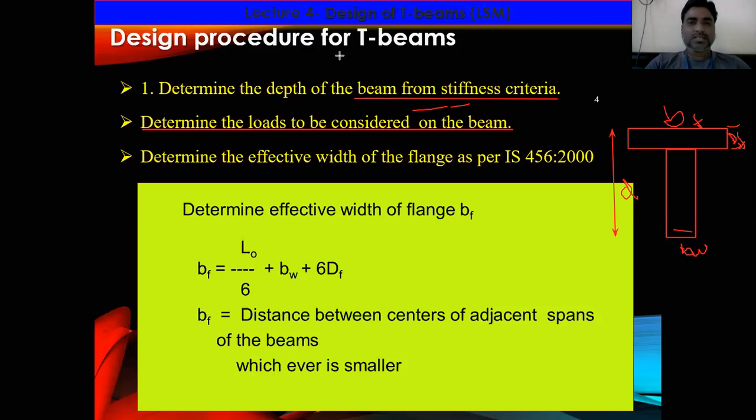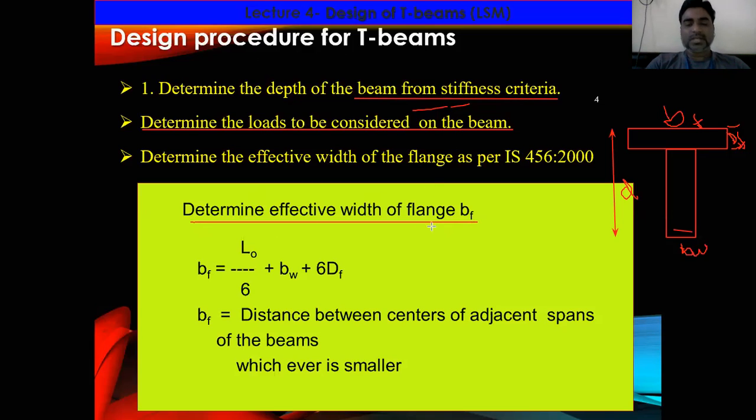After that, you need to determine the effective width of the flange, right? This is very, very important because, as we discussed earlier, the stress distribution is minimum at the edges and maximum at the center. So for the purpose of analysis, we idealized the stress distribution diagram by decreasing the length of the flange, and that decreased length we call the effective width of the flange, right?